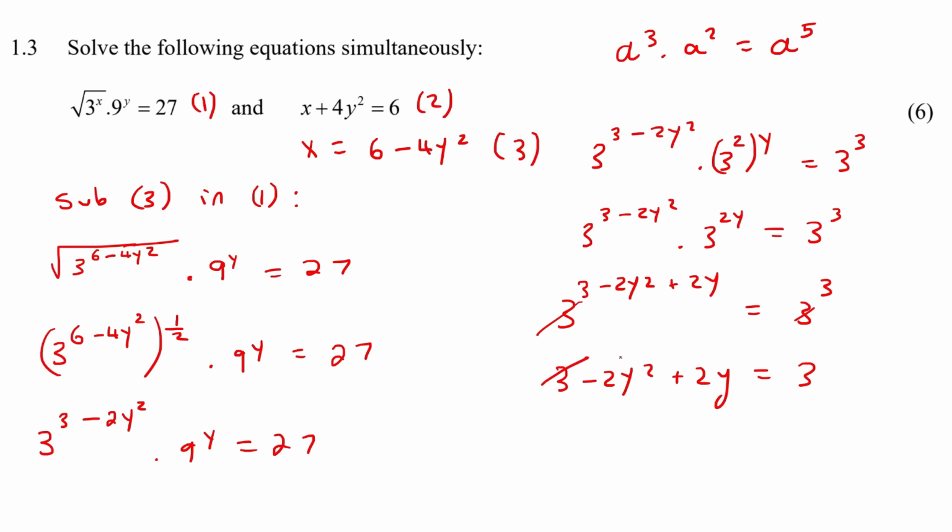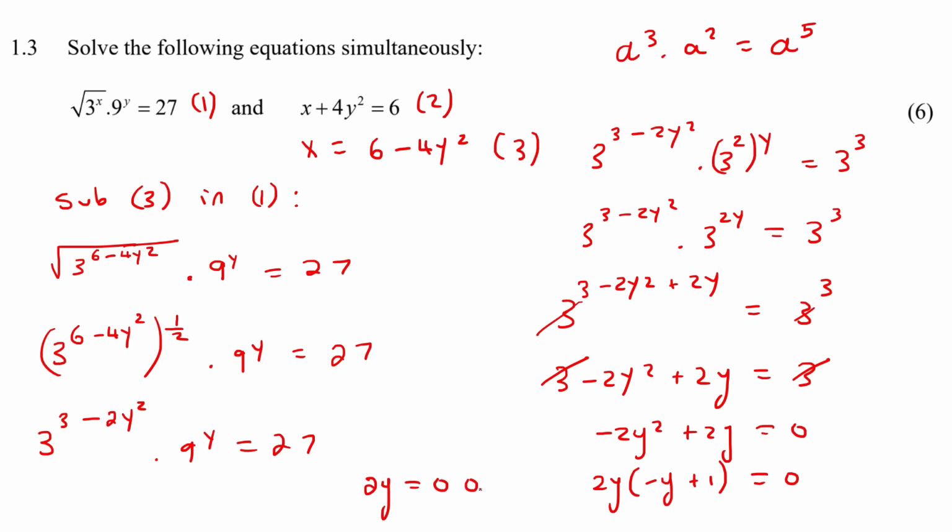And so now these 3's over here, they would cancel out. And so you just end up with minus 2y squared plus 2y. I would take out a 2y as a common factor, and you'd be left with negative y plus 1. And so if you had to now go solve this, you would say that 2y is 0, or minus y plus 1 equals 0. And so if you had to solve this one, you would end up with, therefore, y is 0, or, and then if you solve this one, you would end up with y equals 1.